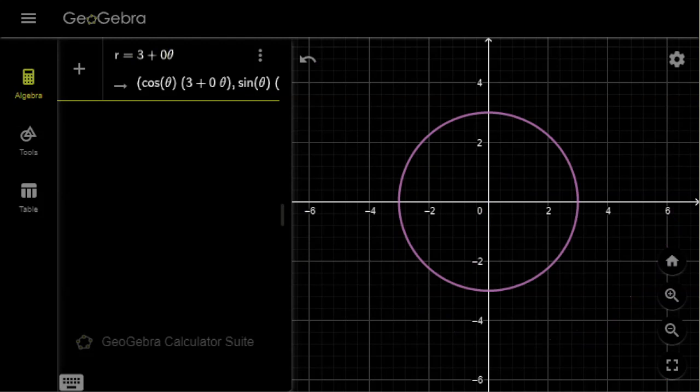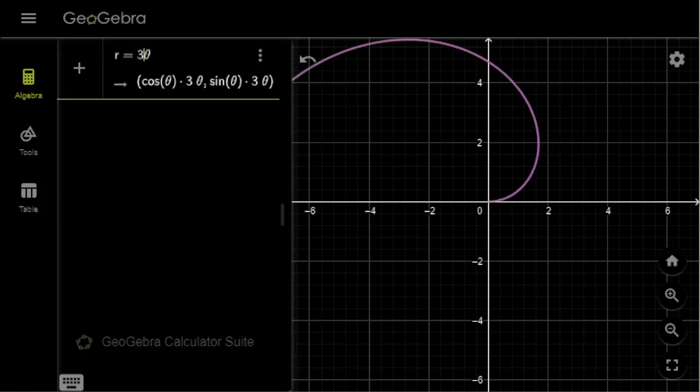I do want to point out that if you want to try to graph a circle in polar coordinates, just typing r equals 3 will confuse GeoGebra. So you have to make sure you put a theta in there somewhere. R equals 3 plus 0 times theta is the same thing as r equals 3. And then the software will graph that no problem.